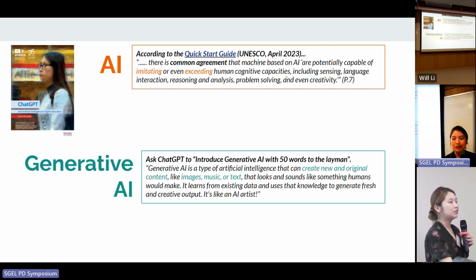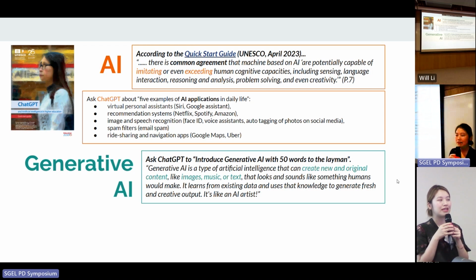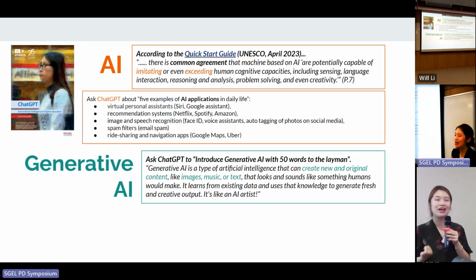So I tried to ask ChatGPT, can you give me 5 examples of AI application in daily life? And here's the answer. Virtual personal assistant. It also gives me the answer with Siri and Google Assistant. It helps a lot because I interact with my Siri every day.